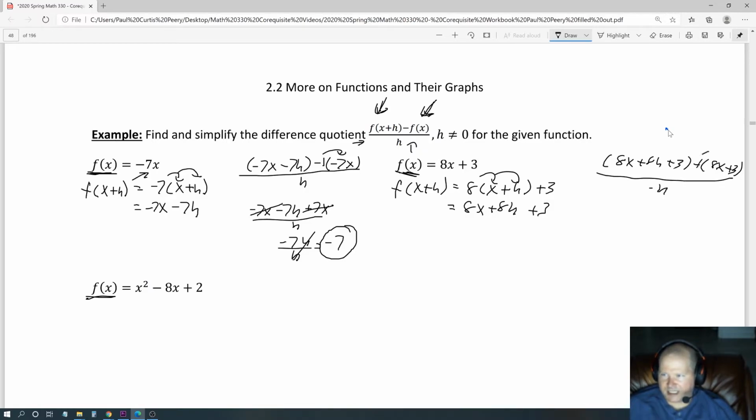So we distribute the negative here like it's a -1. -1 times 8x. Let's bring down 8x plus 8h plus 3 minus 8x, and then -1 times positive 3 is -3, all over h. I know that looks like a negative h, that's not supposed to, though. There we go. Okay, we combine like terms. We have an 8x and a -8x. We have a positive 3 and a -3, which gives us a positive 8h over h. The h's cancel out, leaving me an 8. So we got that.